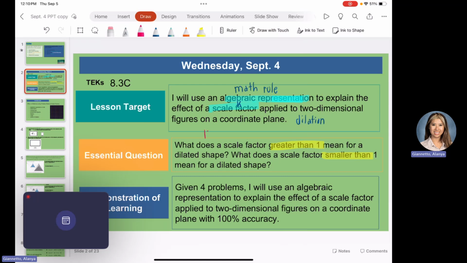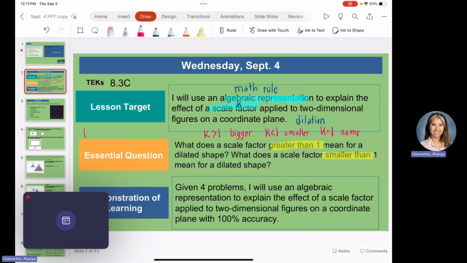Okay, so again, we're using the letter K to represent scale factor. I don't know why it's K. It should be S, it should be SF, but it is K. So K is the scale factor. If it's greater than 1, then we know that the shape gets bigger. And if K is less than 1, we know that the shape gets smaller. Lastly, if K is equal to 1, the shape stays the same.